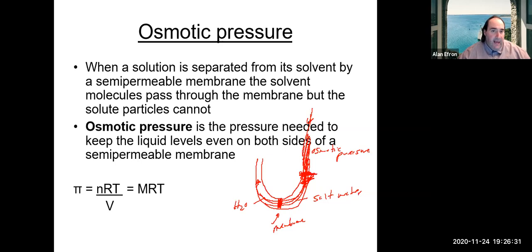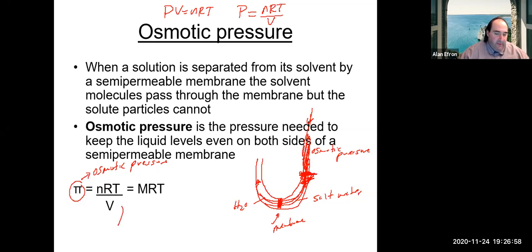We can actually calculate the osmotic pressure by doing this. This little symbol here represents the osmotic pressure, and osmotic pressure equals nRT divided by V. This is just a fancy way of writing PV equals nRT. That's the equation we're dealing with here: P is equal to nRT over V. So it's really the ideal gas law we're dealing with.